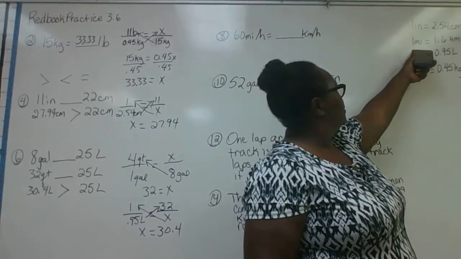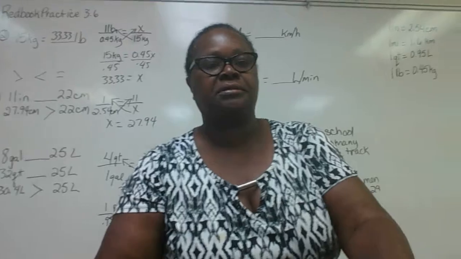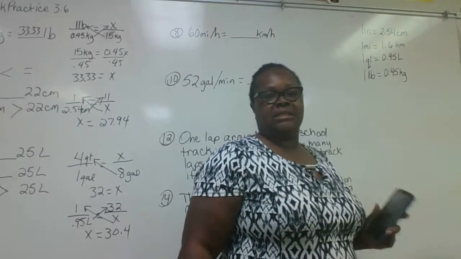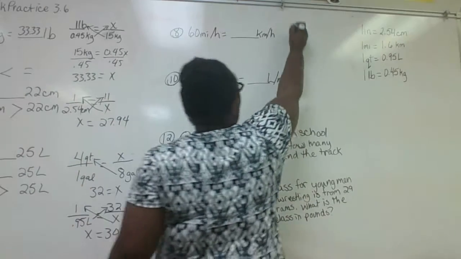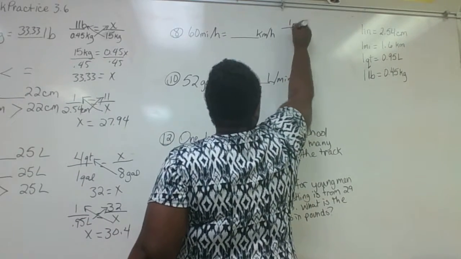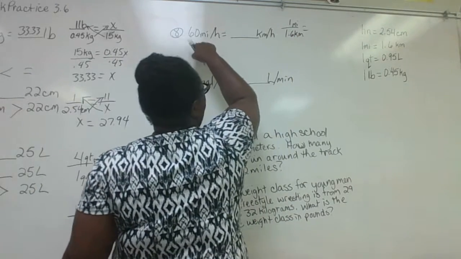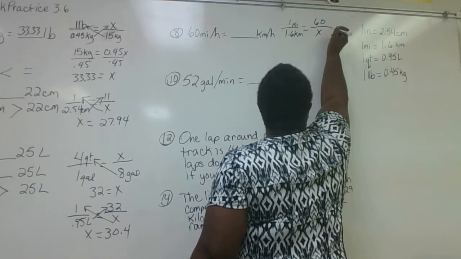So 1 mile equals 1.6 kilometers. Okay, I'm going to turn it this way. 1 mile equals 1.6 kilometers. So then let's set this up. If 1 mile is 1.6 kilometers, then what happens if we have 60 miles? How many kilometers is that?